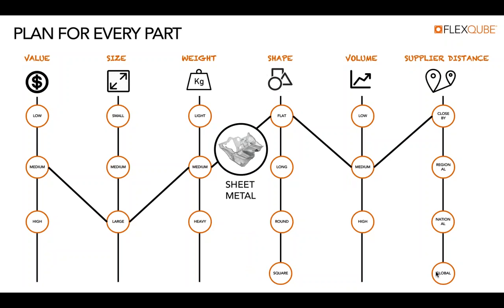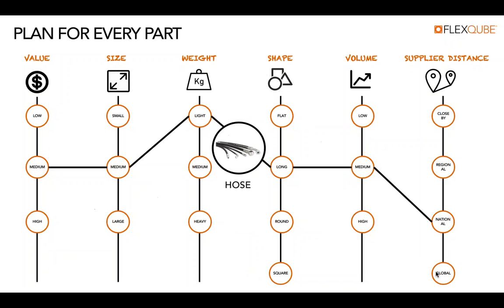This shows a sheet metal. This is a hydraulic hose that we have categorized in the same way. But the idea with this is to go through and have a plan for each part so you understand the basic needs. Because if you know those parameters, it's easier to take the next step.